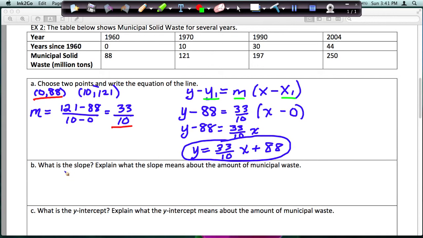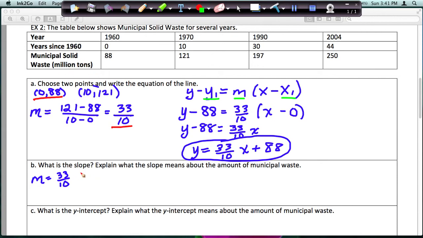Okay, B says what is the slope? That's the first part. So our slope is 33 over 10. And it says explain what the slope means. So interpret the slope. So whenever I'm interpreting what a slope means, I always like to write what the y stands for and the x stands for in our point. So remember, y, if we come back up here to the table, was the solid waste in million tons. So I'm just going to write that.